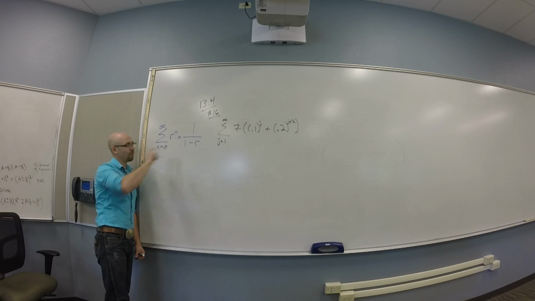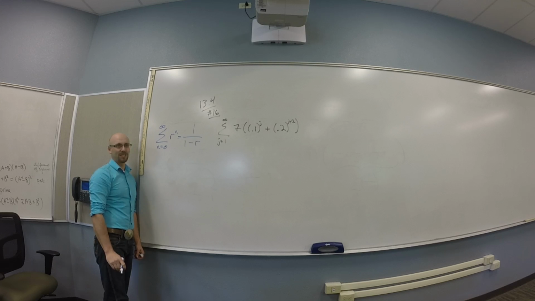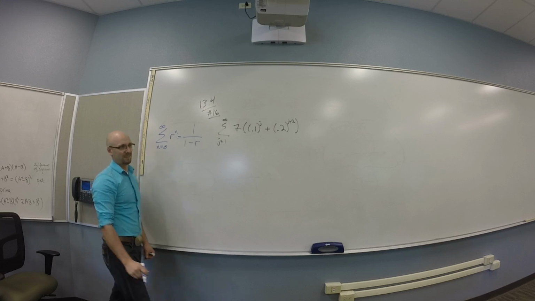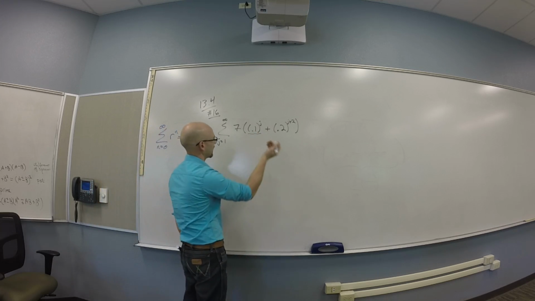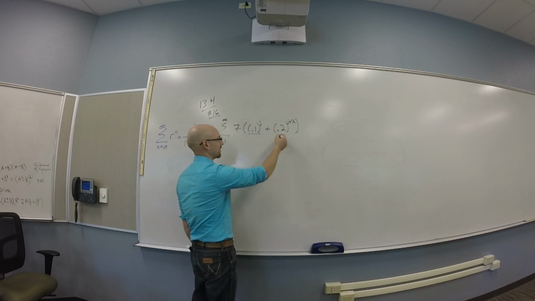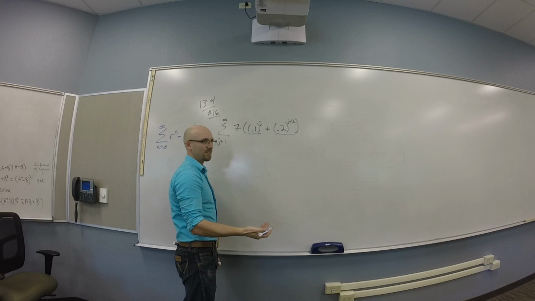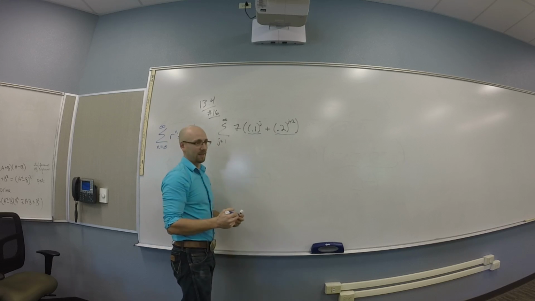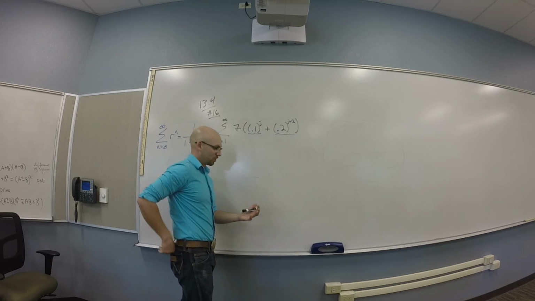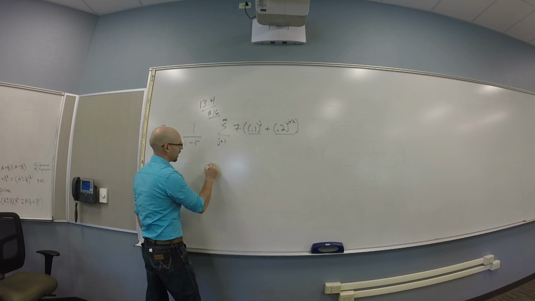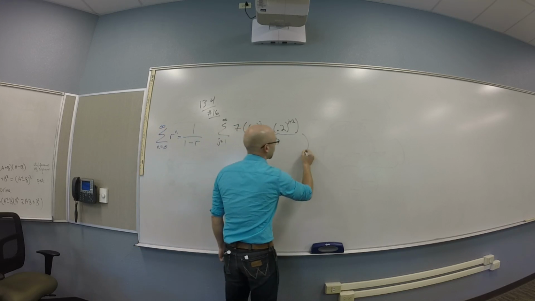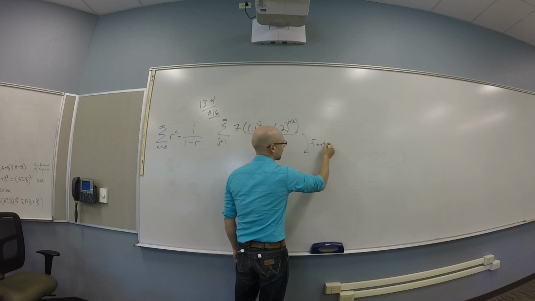Now, over there, I have things that look vaguely like this. You guys see the parts that look vaguely like this? That guy looks pretty similar, right? This guy looks pretty similar. Okay, but there's some stuff in the way, right? So here's what I'm going to do. First things first, I'm going to factor out a 7.